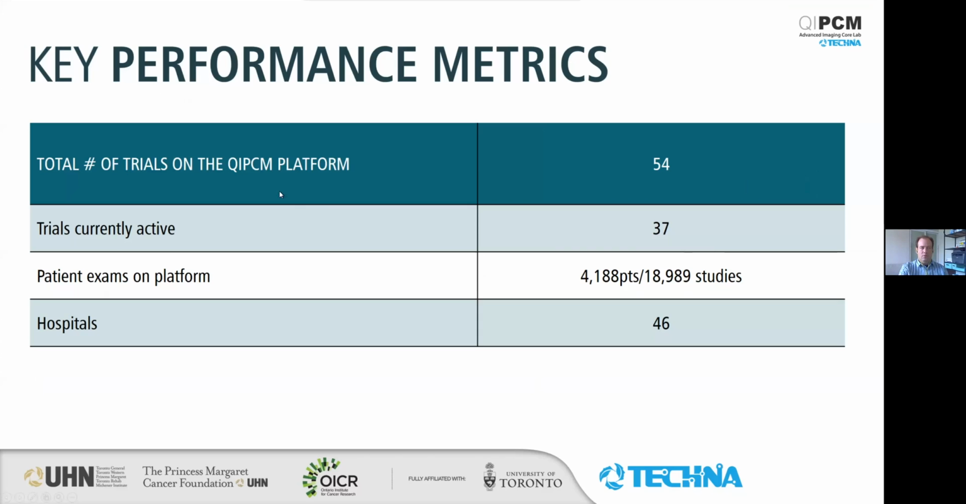So here are just a few of our key performance metrics. We have a total of 54 trials on the platform, of which 37 are currently active. This accounts for about 4,188 patients and almost 19,000 studies. The CTP pipeline has been used to send images into QiPCM from 46 different hospitals across the world, predominantly in North America, but with a handful of sites in Australia and recently Europe.